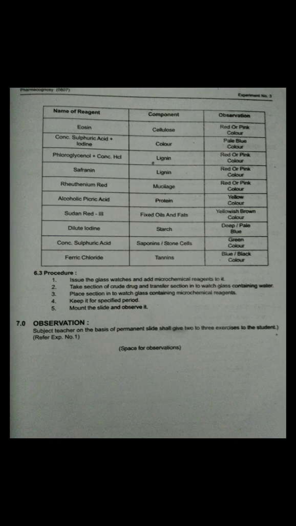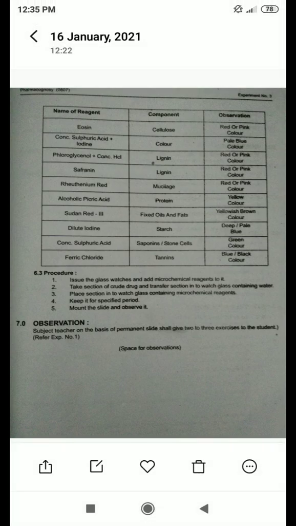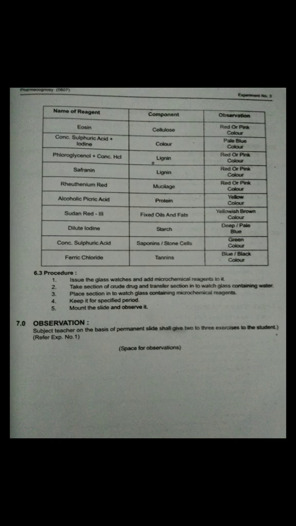Then next reagent is concentrated sulfuric acid, component is saponin or stone cells, and observation is green color. Then ferric chloride, component is tannins, and observation is blue or black color. Okay, these are the specific microchemical reagents, the individual staining solutions.